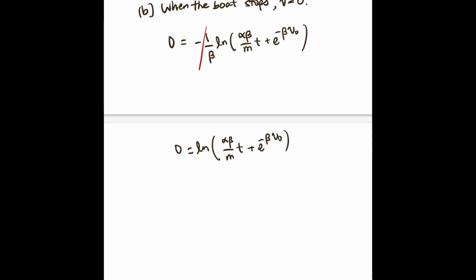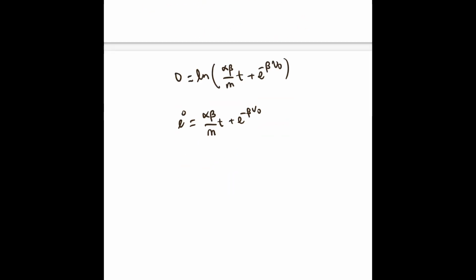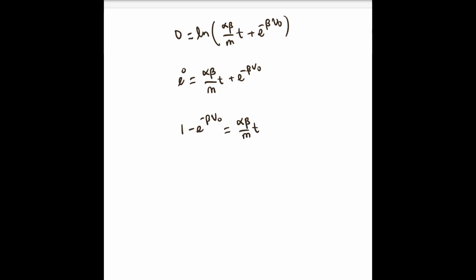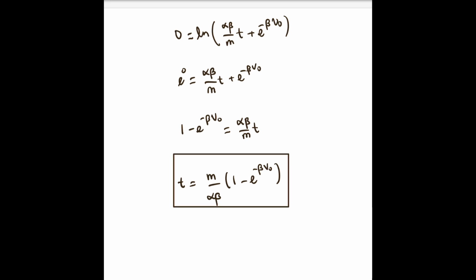We're going to take the base to the other side, equals what's left. Multiply everything by m over alpha beta. And there we have it. That is the time which it takes for the boat to stop.